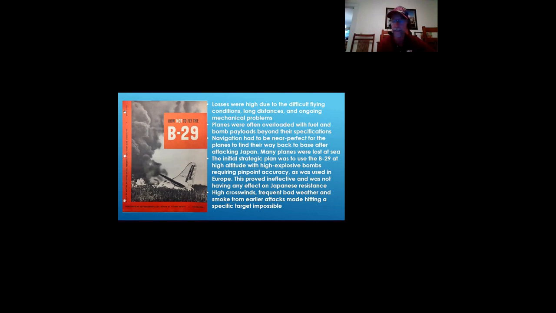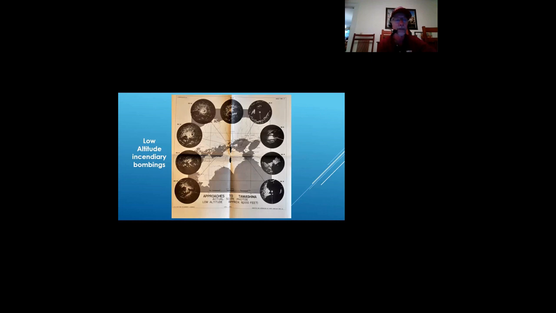Once they did hit the target, the later planes had trouble seeing through the smoke. So they had to change their strategy later to low altitude incendiary bombings instead. And that's when the war really took a turn in favor of our B-29 forces.